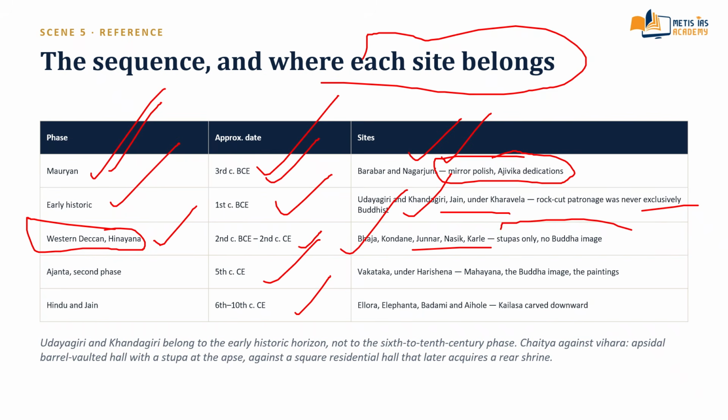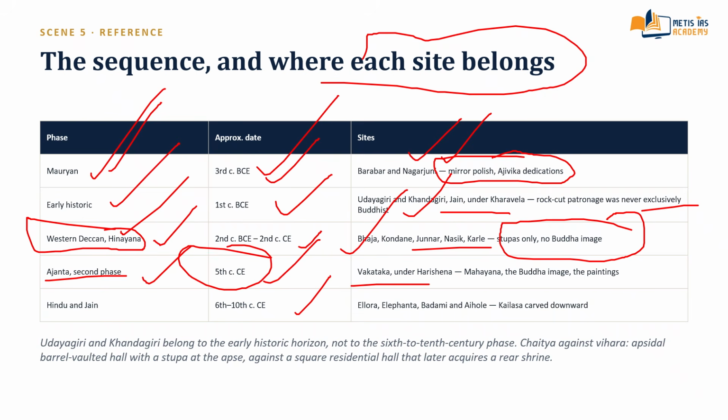Here stupas only, no Buddha image, because this comes under Hinayana. Then comes Ajanta second phase, dated 5th century CE, under the Vakataka, under Harishena, Mahayana Buddhism. In this time, the Buddha image and the paintings happened. Then comes Hindu and Jain. This comes under 6th to 10th century CE: Ellora, Elephanta, Badami, Aihole caves, Kailasa carved down.